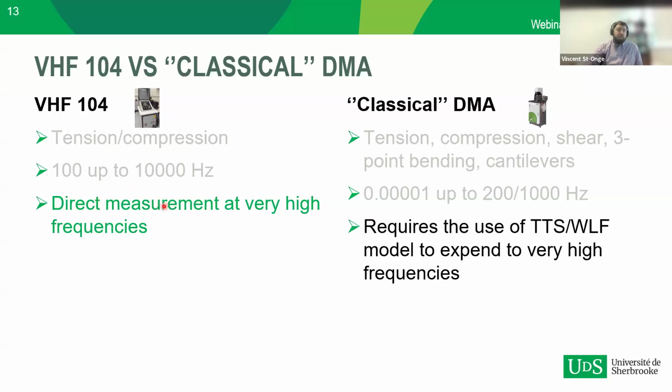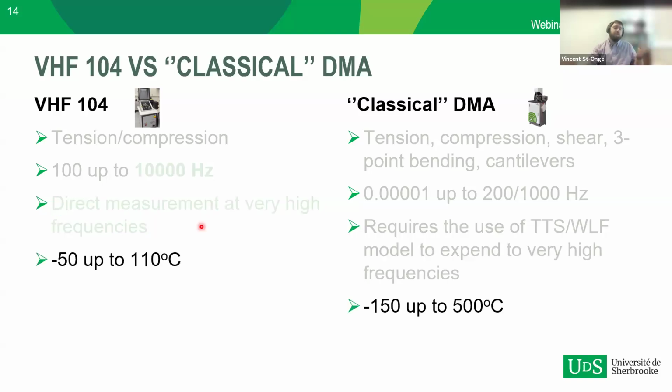Typically a measurement on the VHF-10-4, like we've done here at University of Sherbrooke, will last between 30 minutes and 1 hour. Whereas with a classical DMA, to reach up to 10,000 hertz, it would likely take about 8 hours to perform. So there's a lot of time savings to be had with the VHF-10-4 if you're interested in high frequency measurements. That's actually the reason why we bought the instrument in the first place.